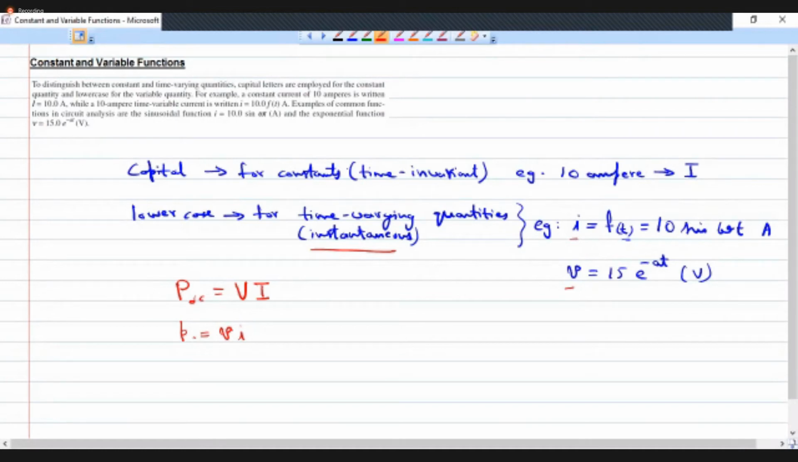So understood the sign convention. When we use the instantaneous voltage and instantaneous current, we use the small case. So that is written for constant and variable functions.